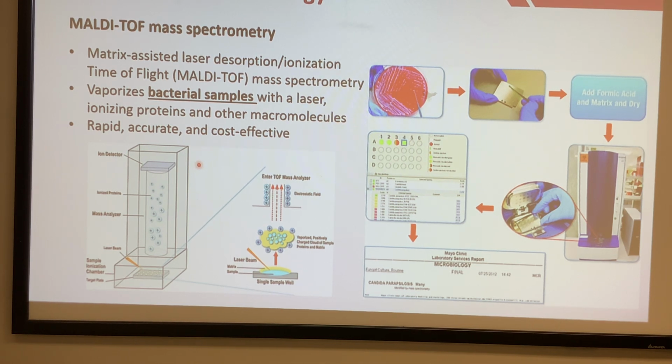And a lot of the time you're going to get a result. Sometimes it's not in my database, which is okay. But most of the time it's actually within the database. And this can give you an identification more accurate and more specific than all of the other biochemistry tests.